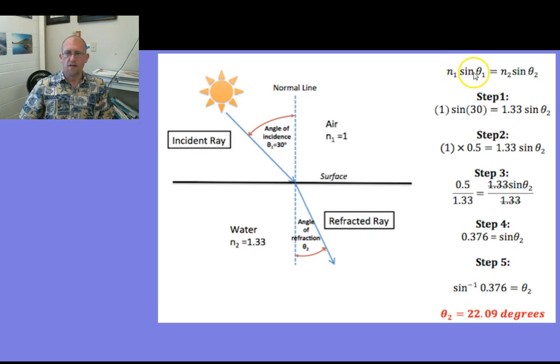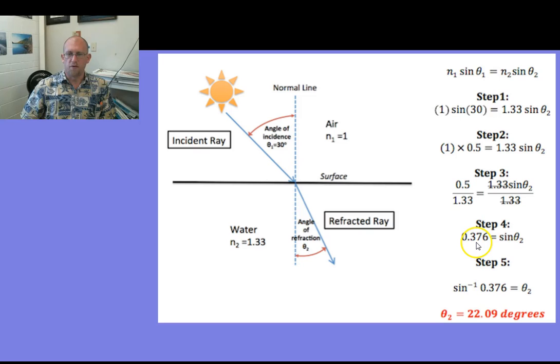So n1 sine theta 1 equals n2 sine theta 2. Put in everything I know. n1 is 1. n2 is 1.33. Theta 1 was 30. Sine of 30 is 0.5. 1 times 0.5 is 0.5. I don't know my second degree. That's what I'm looking for. So the best I can do is 1.33 times the sine of theta 2. So I just carry that through here. And now I'm going to get rid of the 1.33. I'm going to divide both sides by 1.33.